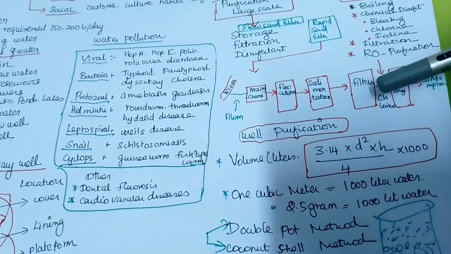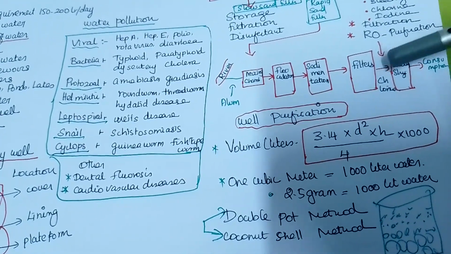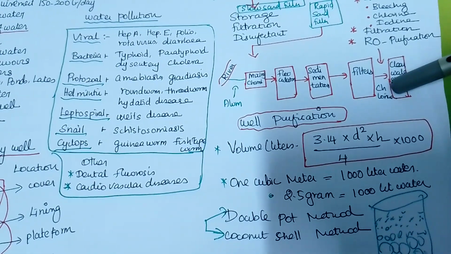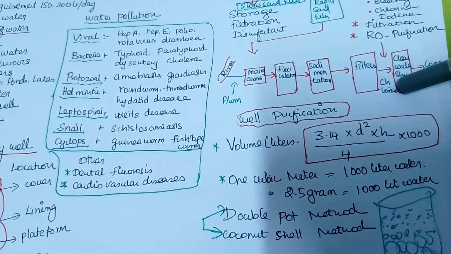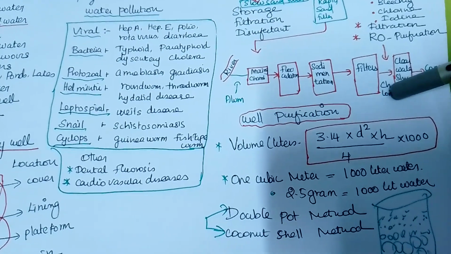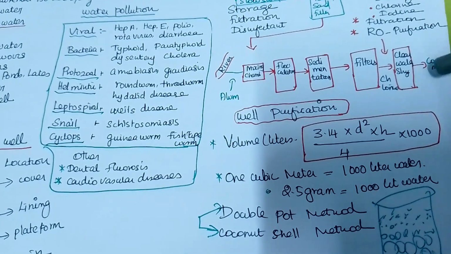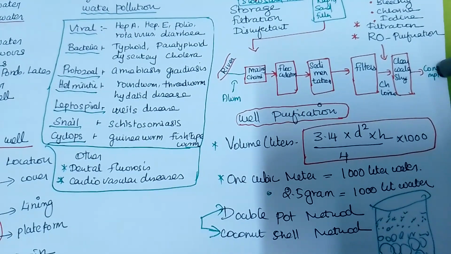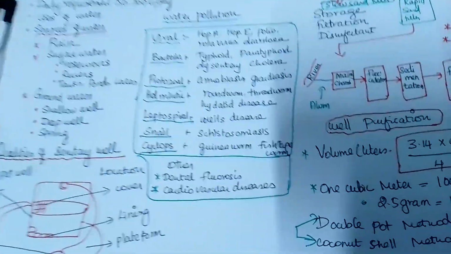After the filters, nearly 90% of the water is pure, and they add chlorine to it, right? Then it goes to the clear water tank. Sometimes they add chlorine in the form of a gas. Then the chlorinated water goes to a bigger tank or the pipe for consumption by the people. Clear about it?